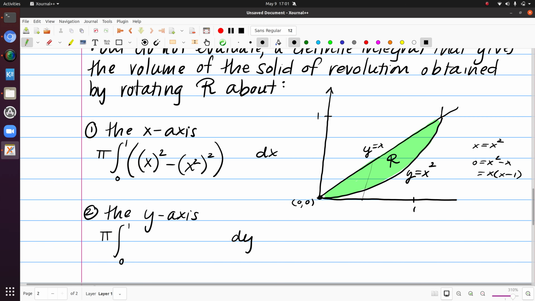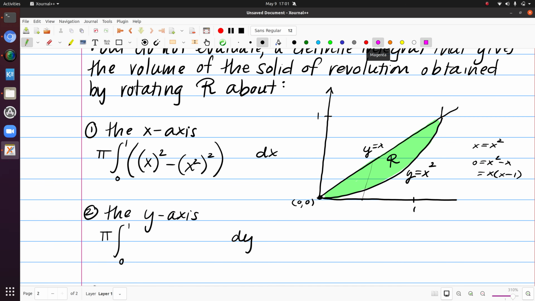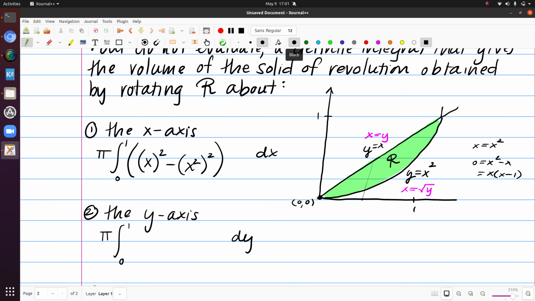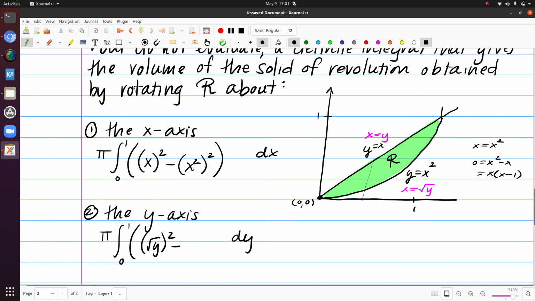The other thing we have to do is be careful that we write these as functions of y. So of course, if y equals x, we can write that as x equals y. But here we want to write x equals the square root of y. So the outer radius is square root of y. And the inner radius here is y. So that's going to be how we construct it this way.